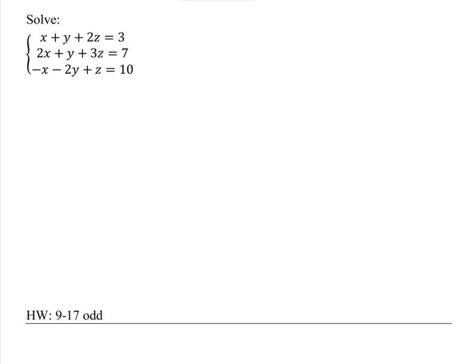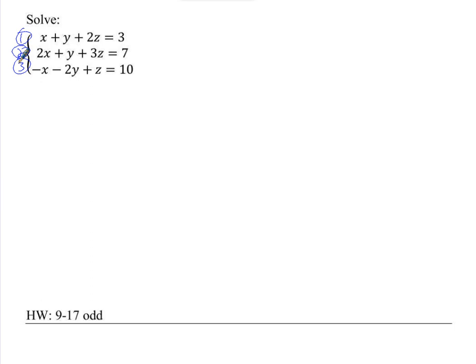Wrapping up elimination, and then we'll move on to substitution. We want to use elimination to solve this system, so the first thing we're going to do is number these equations, 1, 2, and 3. The next thing we're going to do is pick a variable to eliminate.